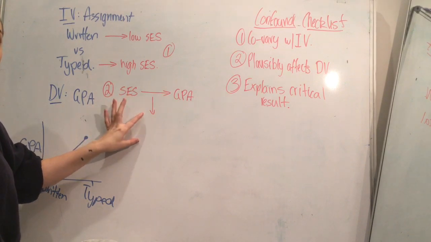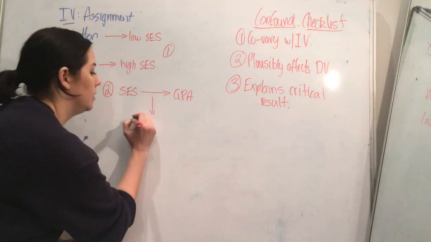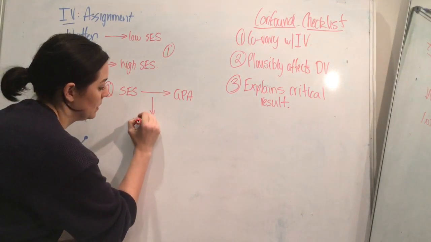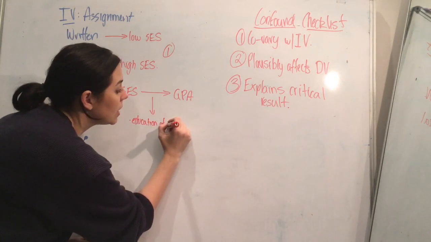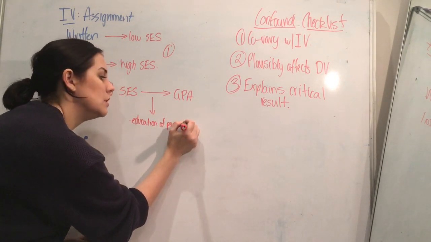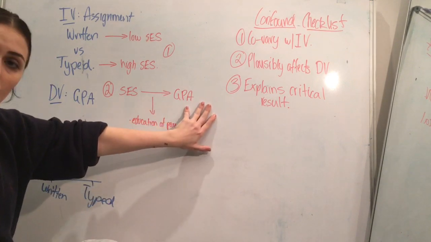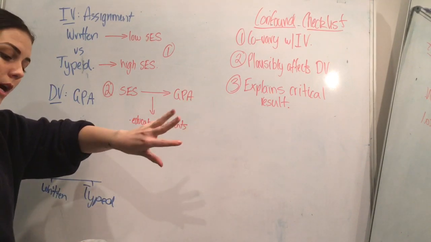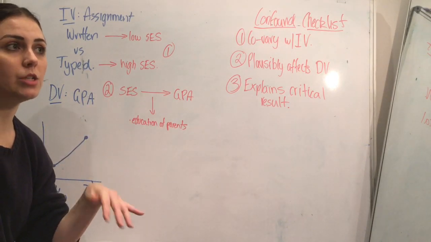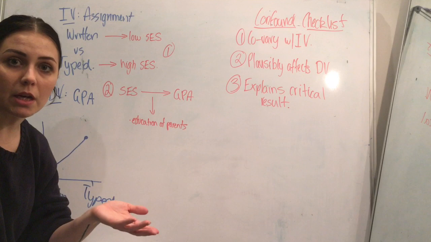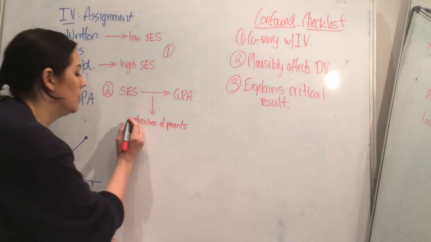Generally, I think people in different SES or higher SES have more educated parents. So I would put education of parents. The more educated your parents are, the more help you get with homework at home, the more words you're exposed to growing up, because educated people have larger vocabularies. Yeah, I think that's a good one.